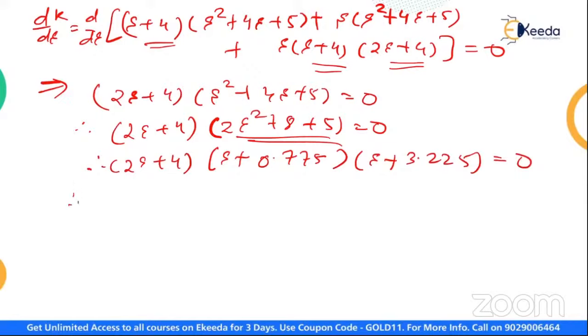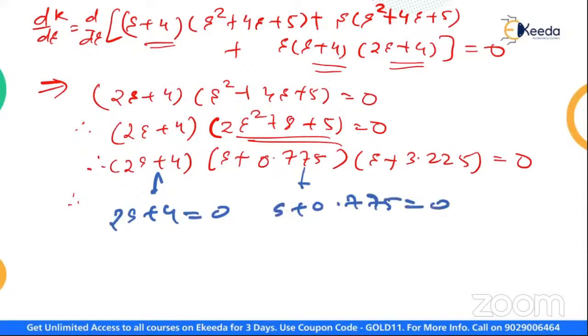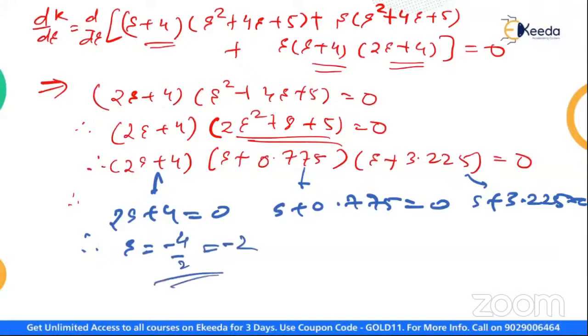Therefore, from this, what do you get? If you equate each of them separately to 0, 2s plus 4 equal to 0, then s plus 0.775 equal to 0, and then s plus 3.225 equal to 0. What do you get here? S equal to minus 4 upon 2, which is nothing but minus 2. Here you get s equal to minus 0.775. And here s equal to minus 3.225.